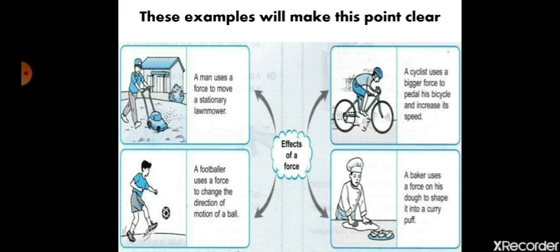In the first case, we see a man trying to move a stationary landmark. That means he brings a body at rest to motion. In the second case, you see a footballer using force to change the direction of the motion of a ball. In the third case, the cyclist pedals the cycle with a greater force to increase its speed. That means it changes the speed of a moving body. And in the fourth case, a baker uses the force of his palm on a dough to shape it into a curry puff. Thus, he changes the shape of a body.